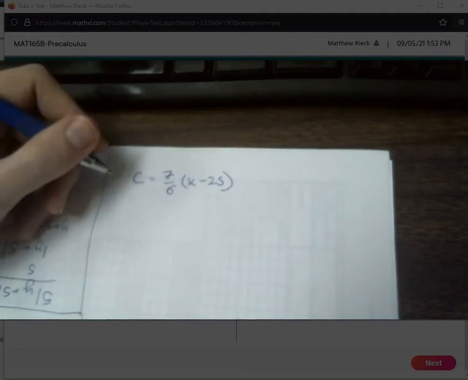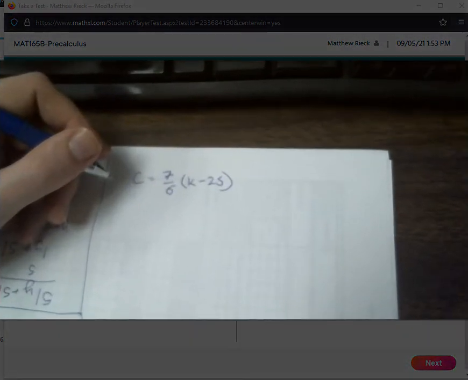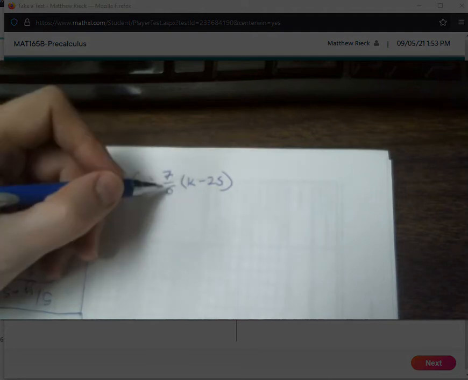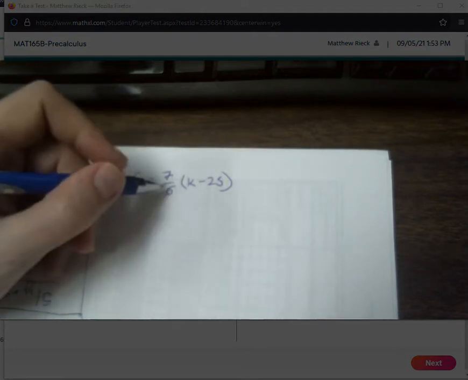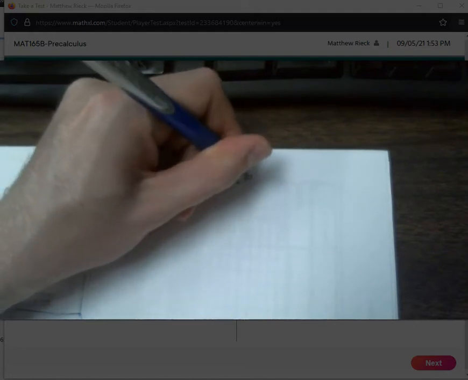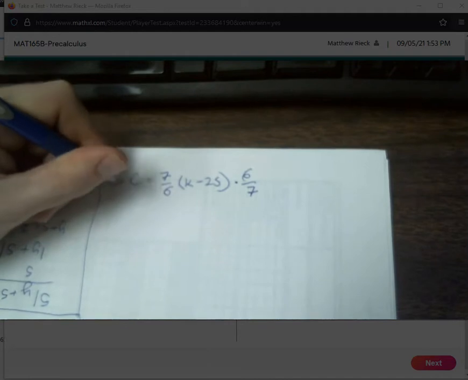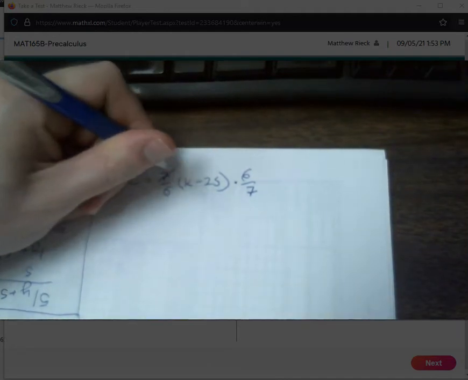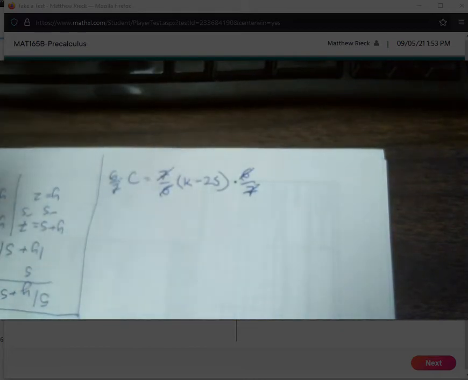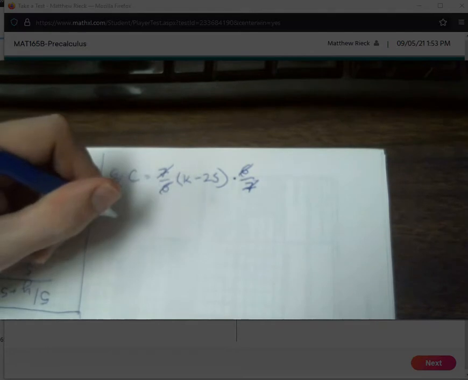And what do we want to solve for now? I've been talking so much that I don't know. All right, so you want to solve for k. My first step here is I'm going to get rid of the fraction in front. So I'm just going to multiply both sides by the reciprocal of my fraction. Again, if I multiply by the reciprocal, I can cancel out. And as long as I multiply both sides by the same thing, again, I'm safe. I haven't really changed my equation at all.